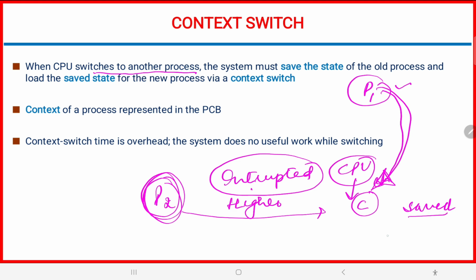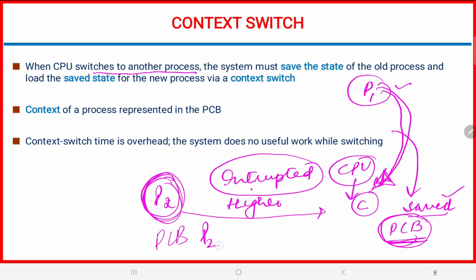So if you remember, earlier we have read about a term that is called process control block. This is a unique block with regard to every process, which basically contains the complete information about the current state of the process. So that current state of the process which is there in the PCB for process P1 is saved, and then the process control block of process P2 is loaded onto the memory so that CPU can start working on process P2.